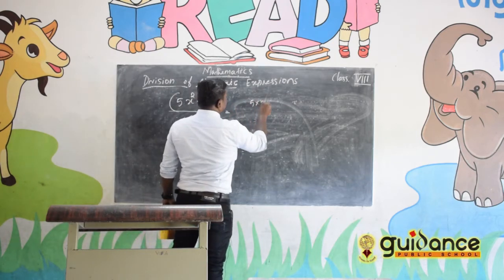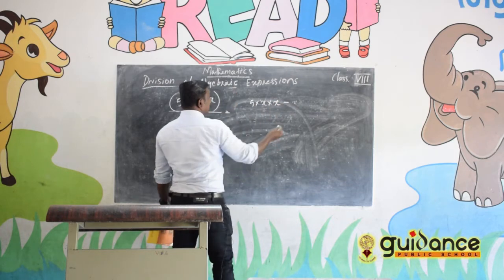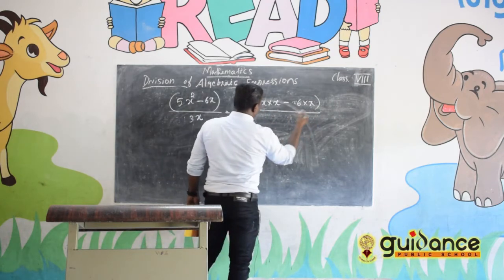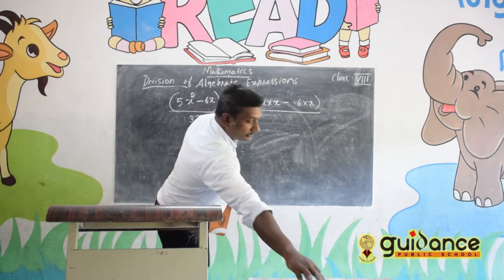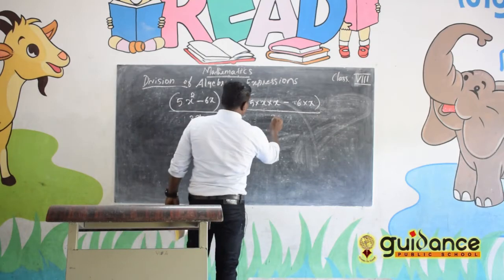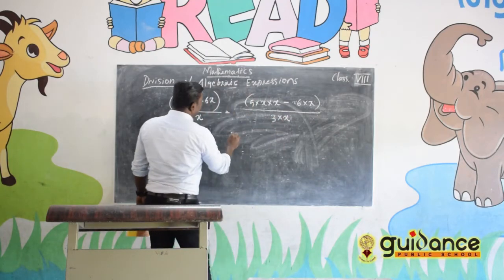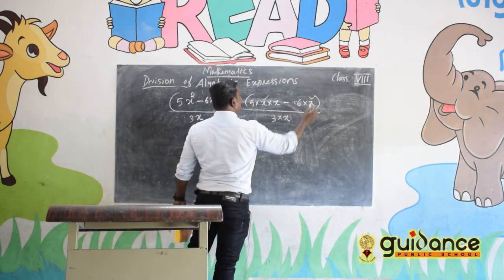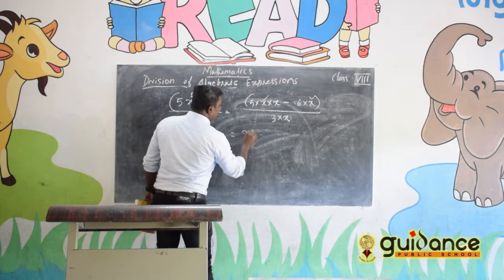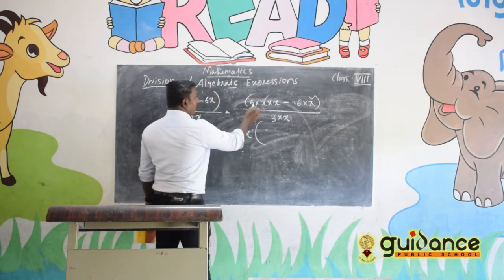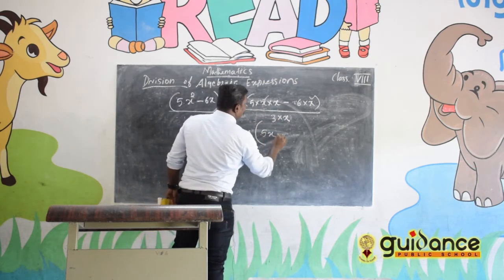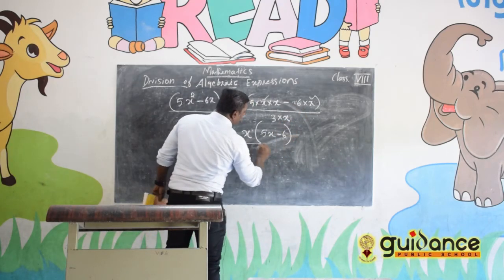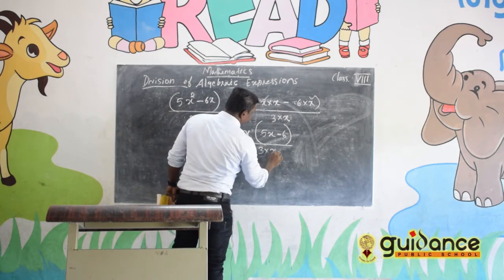5 into x minus 6 into x. That is the numerator. The denominator we can consider as 3 into x. What can we take commonly from the numerator? Here one x is there, here one x. Only one x we can take outside. So x we take outside. Then inside the bracket, 5x minus 6. That 6 we have to consider. Then divided by 3 into x.